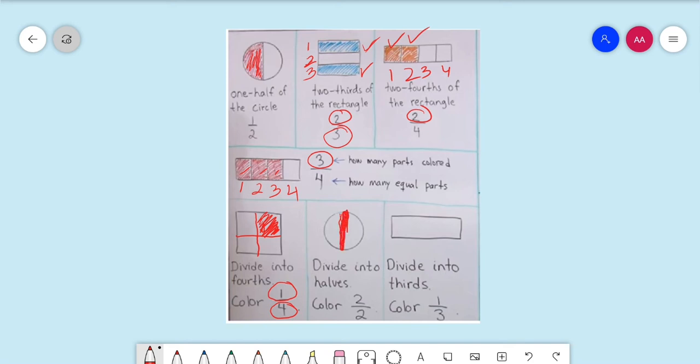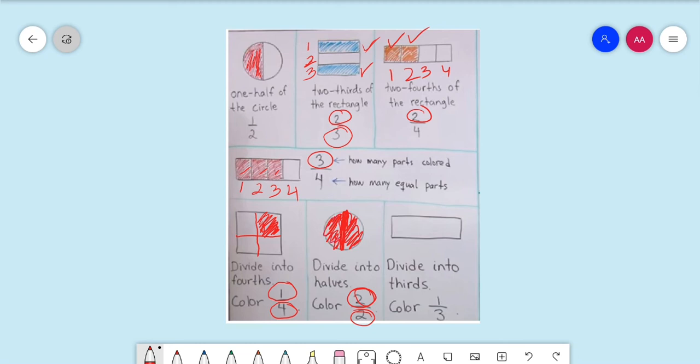Okay, and then from 2, so there are 2 total, right? And out of these 2, we've been asked to color 2, right? This means we need to color 1, 2. So we are coloring the full circle.